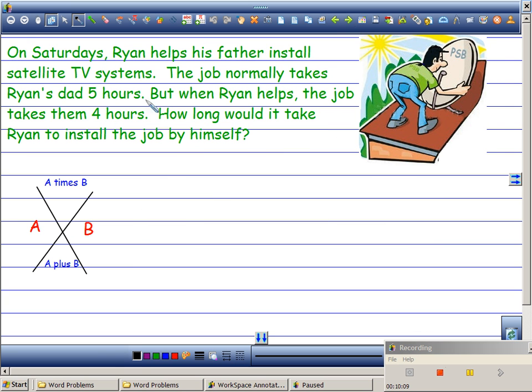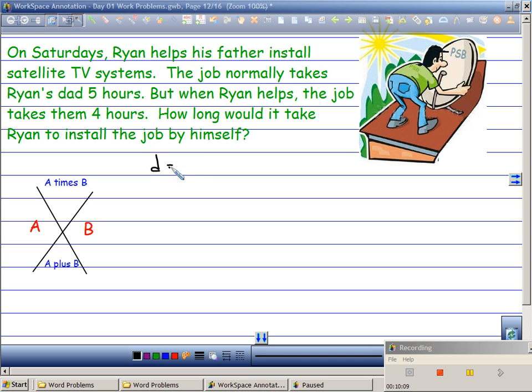Okay, let's take it up a notch. On Saturdays, Ryan helps his father install satellite TV systems. The job normally takes Ryan's dad 5 hours. Dad, 5 hours. But when Ryan helps, the job takes them 4 hours. So together takes 4 hours. How long would it take for Ryan to install it by himself? Ryan equals X. We don't know.